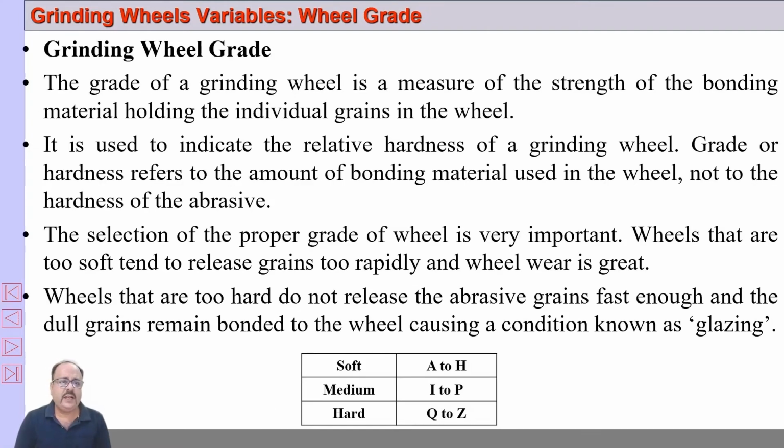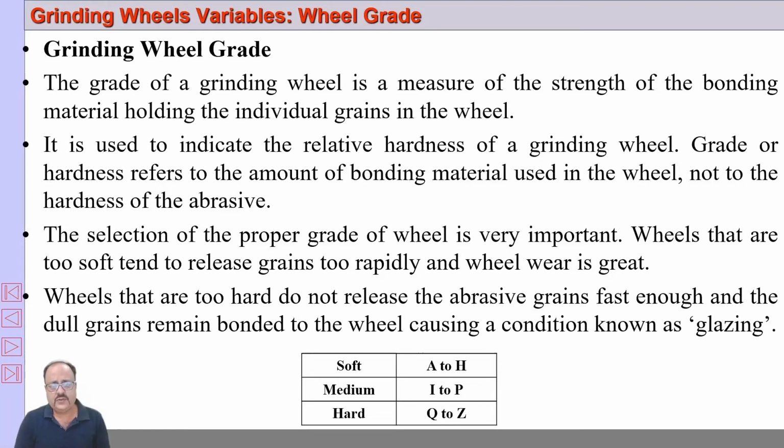And grinding wheel grade, this is also very important. The bonding material may be holding the abrasive grains very tight to give a very hard wheel, so it will designate that type of grinding wheel as a very hard grinding wheel, or it may be releasing the abrasives very easily. Those are called soft grinding wheels. So depending on how it holds the abrasive, the wheel grade is determined.